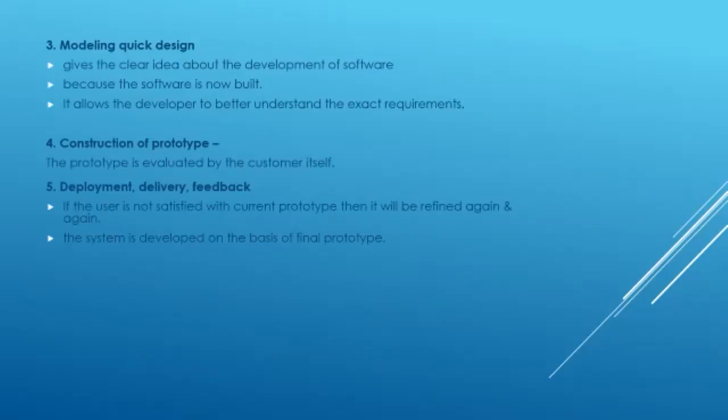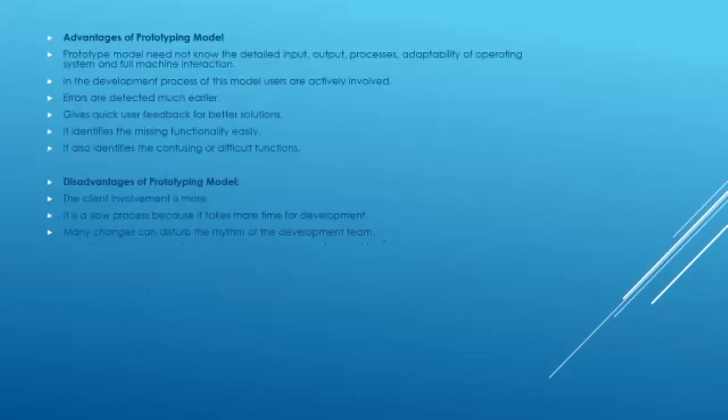Number 4, construction of prototype. The prototype is evaluated by the customer itself. Number last and 5th, that is deployment, delivery, feedback. In that, if the user is not satisfied with the current prototype, then it will be refined again and again. The system is developed on the basis of the final prototype. Here are the different advantages of this prototyping model.